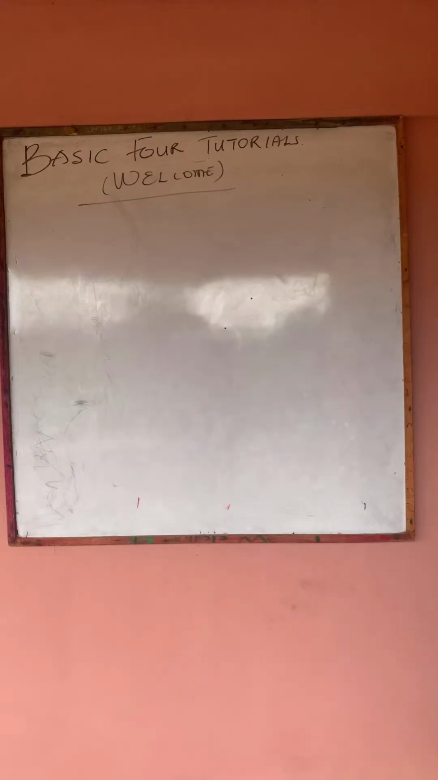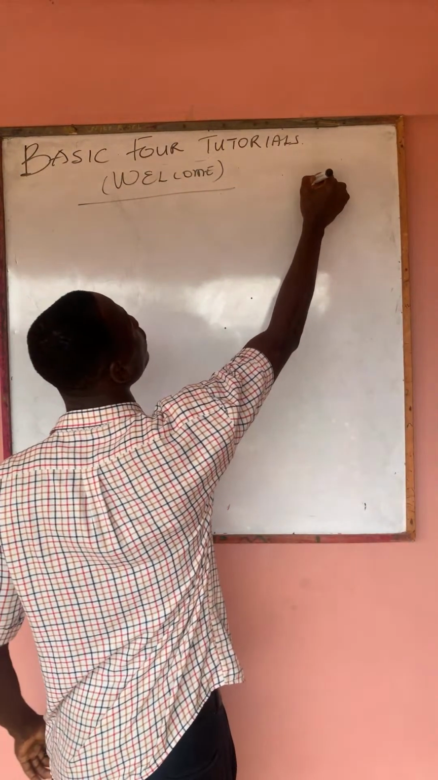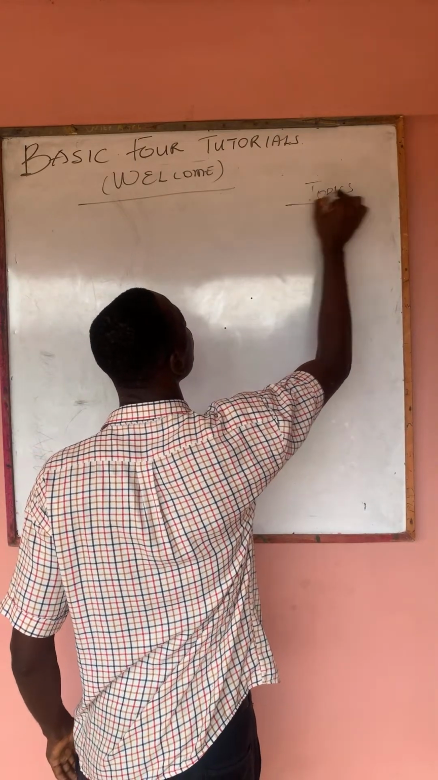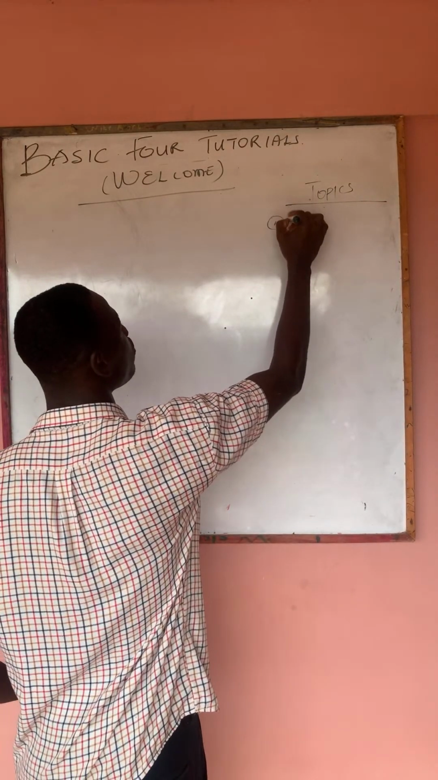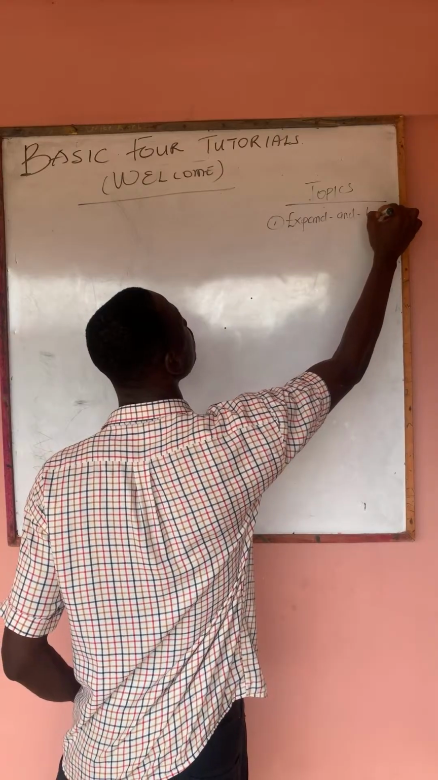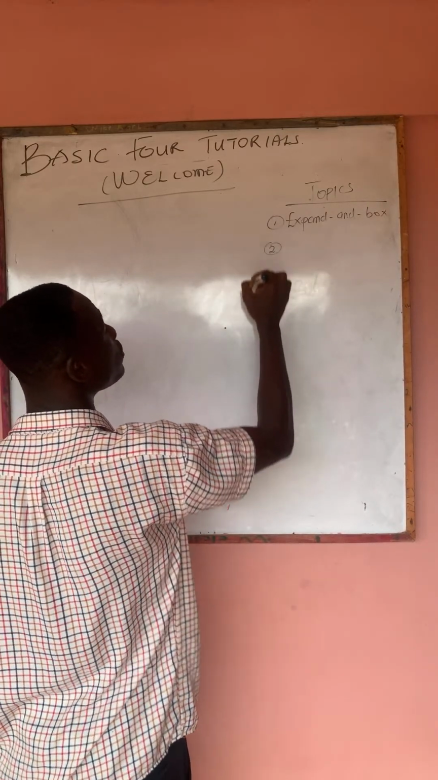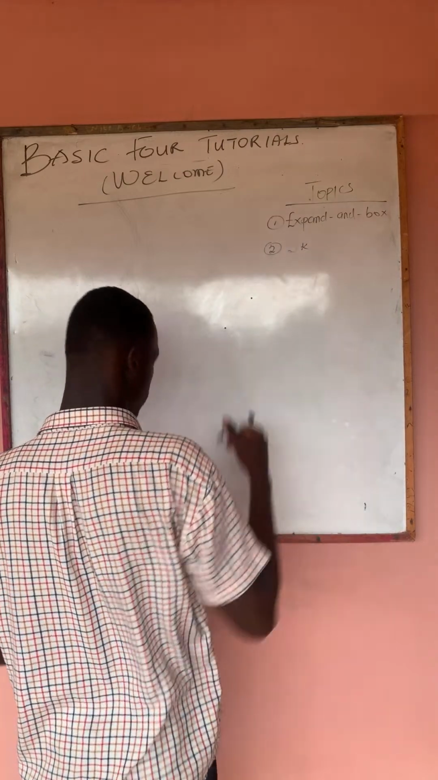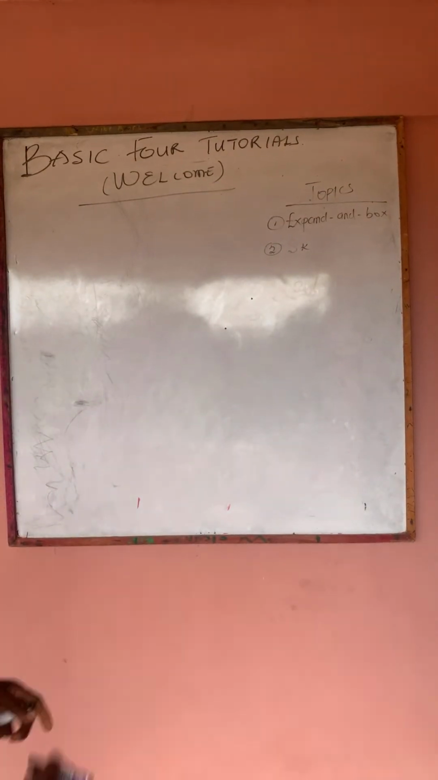Okay, so let's note up the topics that we are going to discuss in our tutorial. Let's note it up so that we can move accordingly. I'm going to list them on the side of the board and we tackle them one after the other. We're going to look at the expand and box method. We're also going to look at skip count numbers.